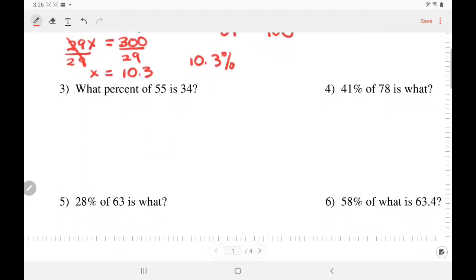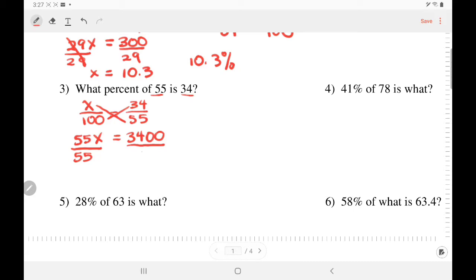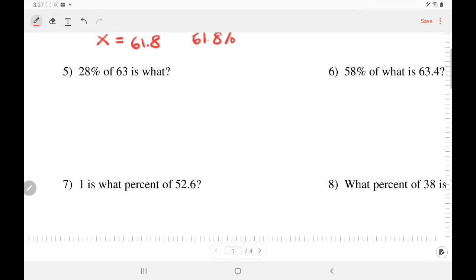Let's try number 3. Once again, what percent would be X over 100 equals is over of. So 34 over 55, cross multiply, X times 55 is 55X equals, multiply 100 by 34, so 3400, divided by 55 to solve for X. 55s cancel, so you have isolated your X. Use your calculator and you would get 61.8. And since what is a percent, you present your answer here, 61.8%.